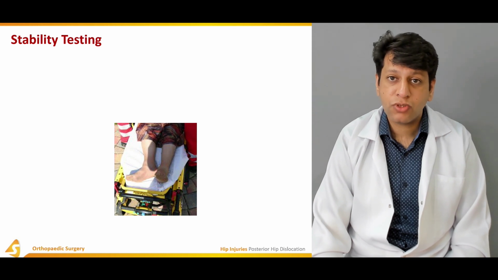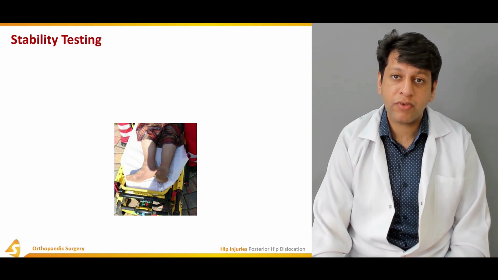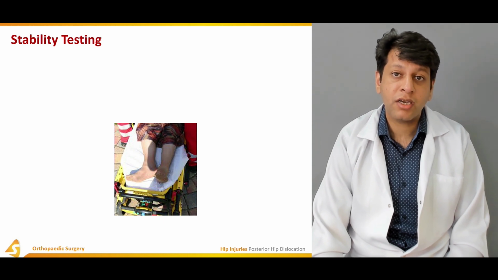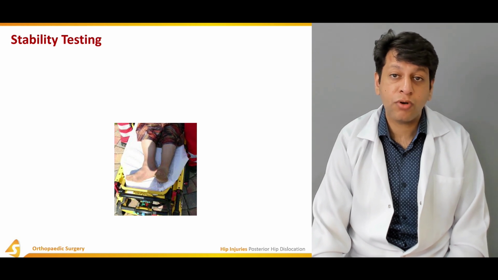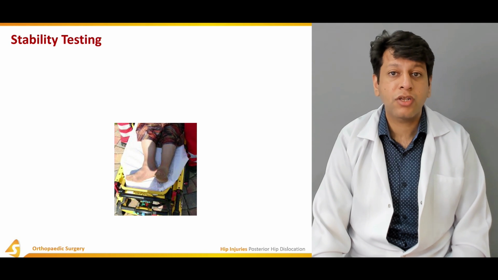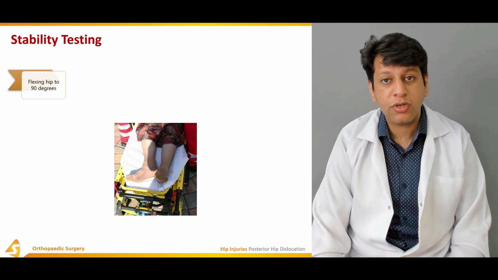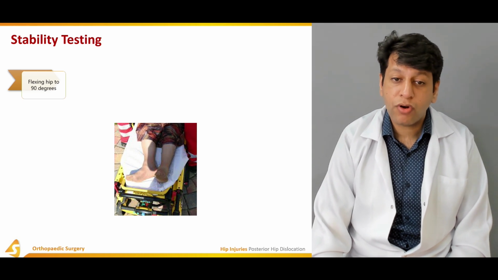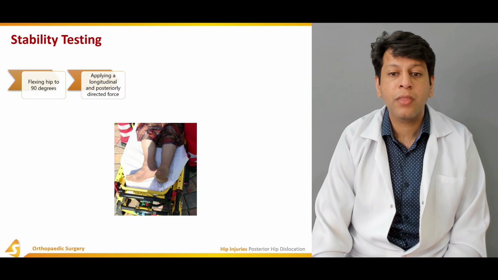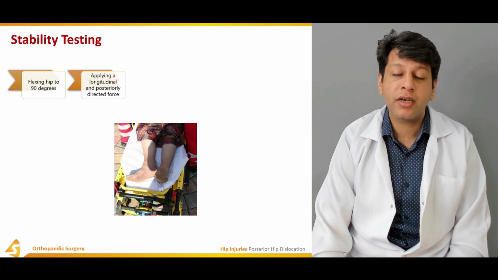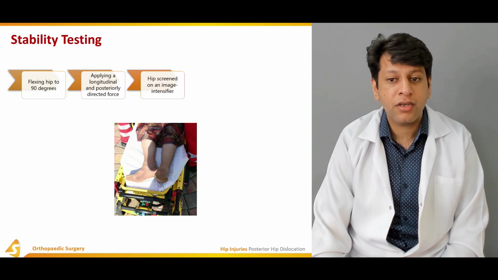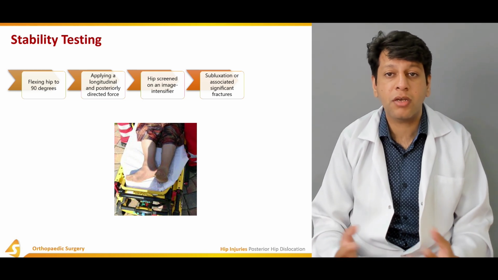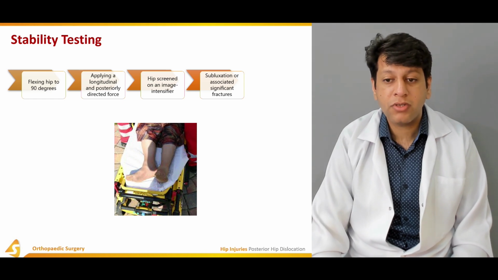For example, if this was associated with a femoral neck or head fracture, then the head may be unstable, or it may be subluxed in the joint, or there may be some bony fragment of the acetabular wall present intraarticularly and not letting the head get reduced into the acetabular socket. So how to check the stability: flex the hip to 90 degrees, apply a longitudinal and posterior directional force as it was during the trauma, and screen the hip on the image intensifier. Subluxation is associated with significant fractures, especially if it's a comminuted acetabular wall fracture. The hip may be subluxed as well.